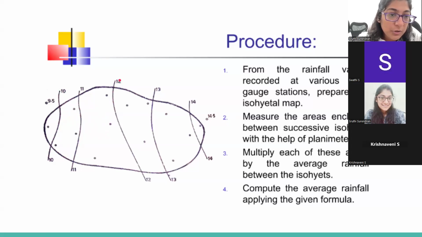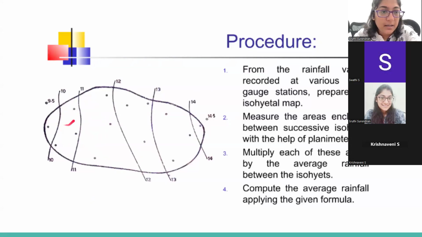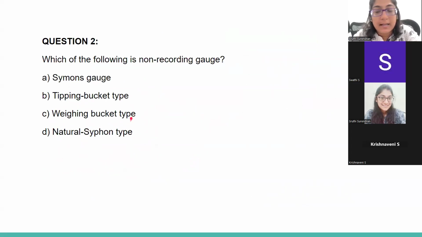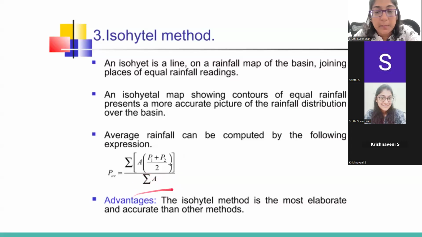That is, P3 rainfall is equal to 12, P2 is equal to 11, P1 is equal to 10. So using this formula, A1 will be (P1 plus P2) by 2. That is, (10 plus 11) by 2 into this area, (11 plus 12) by 2 into this area, (12 plus 13) by 2 into this area. All of these quantities are added, and then divided by the sum of all of the areas of the isoheights, or the total drainage area. This is another way of calculating the mean rainfall for a drainage basin.